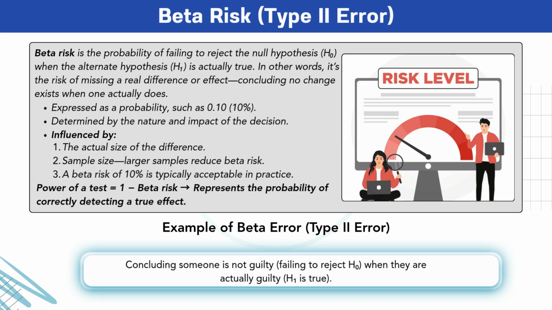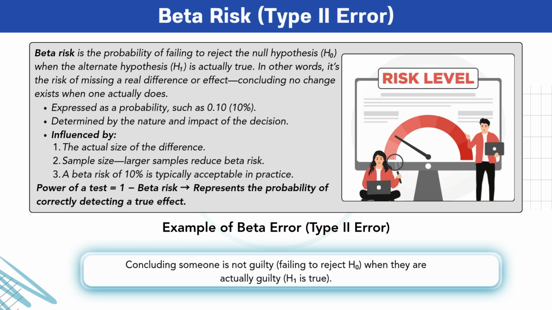Example, as shown at the bottom, imagine a courtroom analogy again. Concluding someone is not guilty, failing to reject H0, when they are actually guilty. H1 is true. So, with beta risk, we miss something that matters. We assume no effect when there actually is one. Beta risk characteristics, expressed as a probability, usually around 0.1 or 10%.